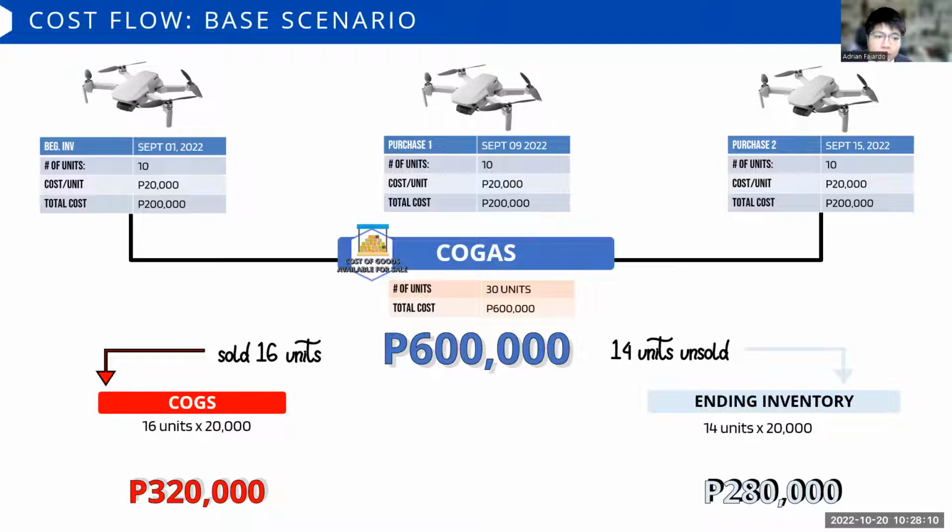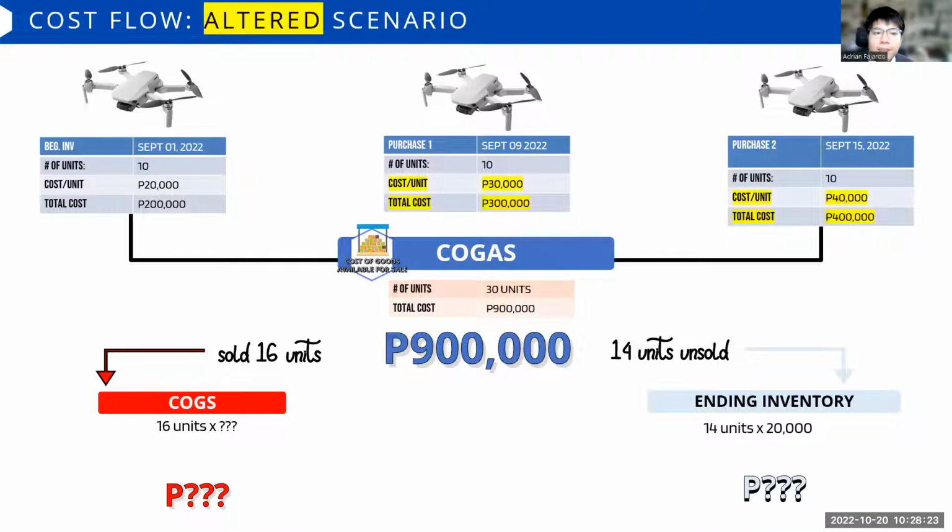So again, very important that you really master na gets nyo that COGAS, COGS, and ending inventory has a very important relationship with each other. So with that, we then showed you na in real life, that does not happen. That the cost per unit changes.